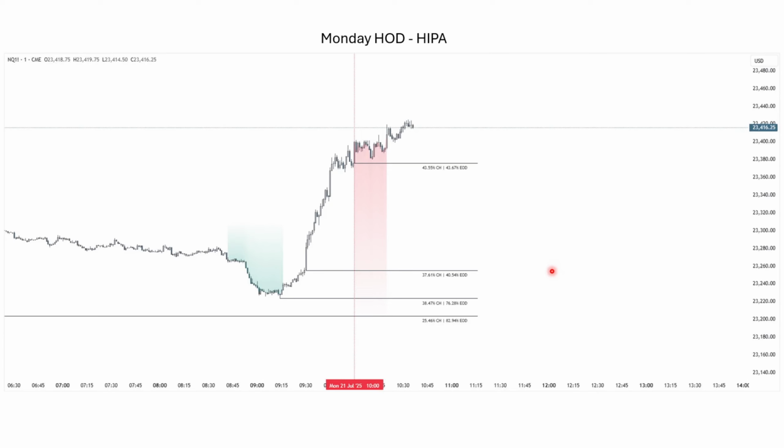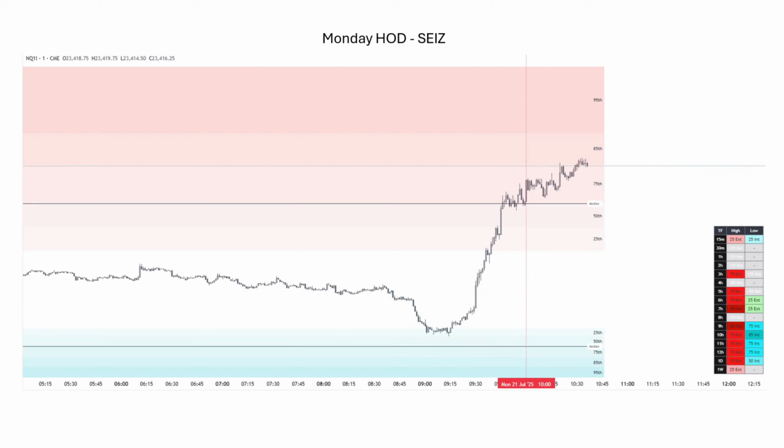Next up, we have HIPA, which is our external range liquidity and internal range liquidity indicator. So what this has done here, you can see we've got this key time here, it's 10 a.m. And we have taken out some external range liquidity, and we have a bias towards downside internal range liquidity. So this signal area will only turn on when we've taken some external range and have a bias to the opposite side.